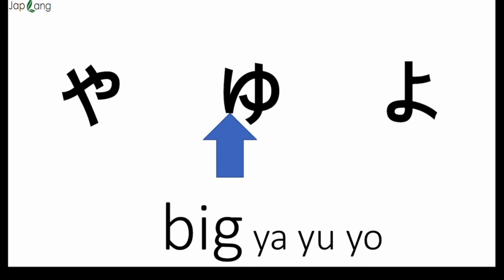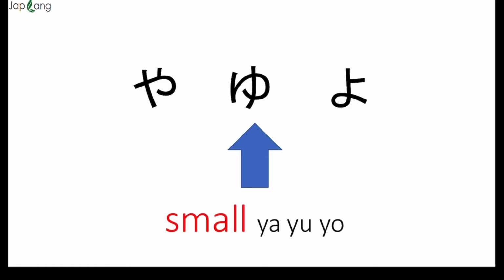So we move to next. Ya, yu, yo: it looks big if it is the same size as other alphabets, then it's a big ya, yu, yo. But the small ya, yu, yo will be lesser in size compared to the other alphabets. Like if you write ka bigger and small ya, or ki bigger and small yu, so that's the size difference.